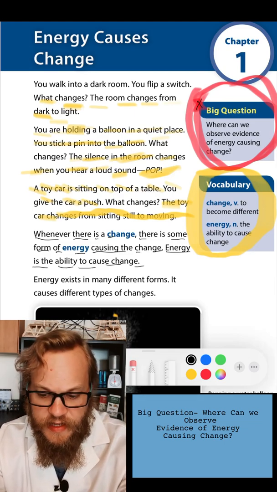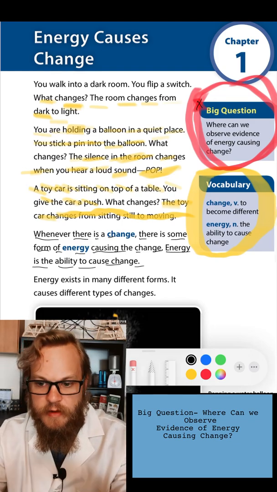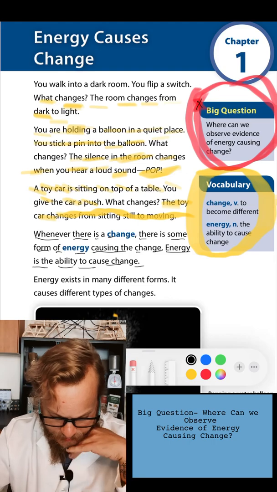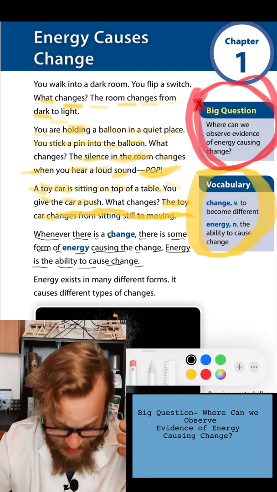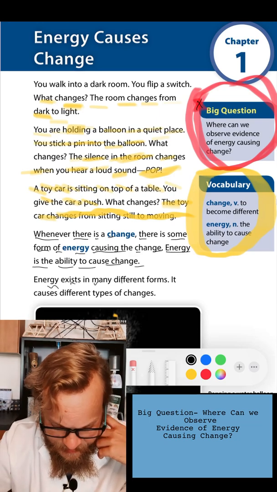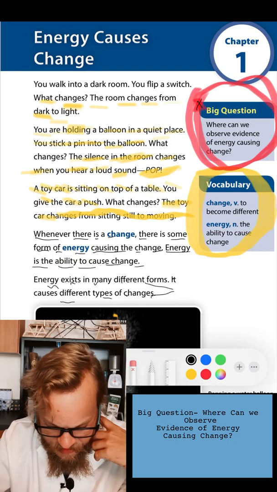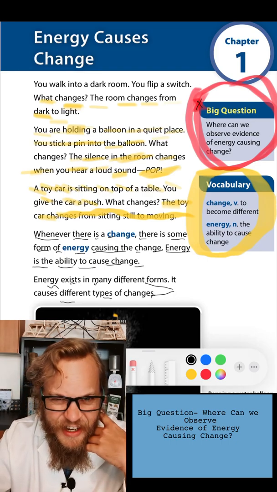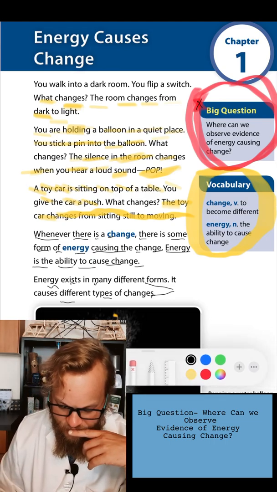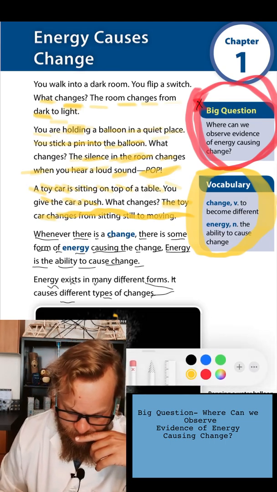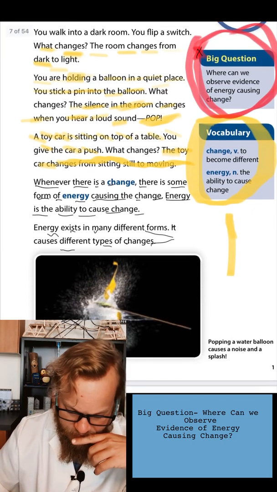Pardon my typing here. All right. So energy, the ability to cause change. Energy exists in many different forms. It causes different types of changes. Maybe the highlighter was better than that pen. All right. So different forms of energy. If I turn the pen off.